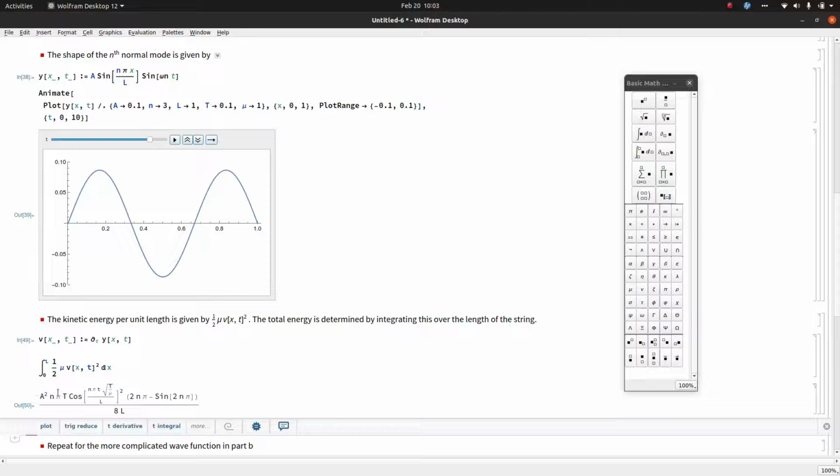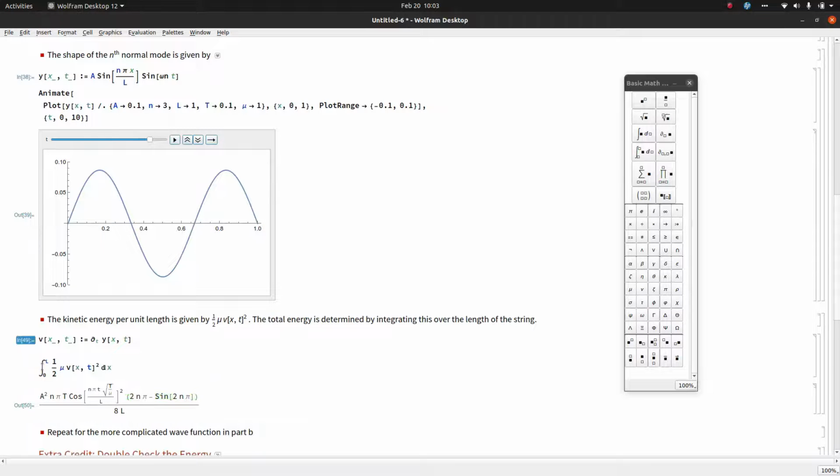Now you can see here that it's a little more complicated than it needs to be. For example, if I look here, I've got a sine 2n pi, but that's got to be 0 because n has got to be an integer. It's the mode number. And sine of any integer times 2 pi is always going to be 0.